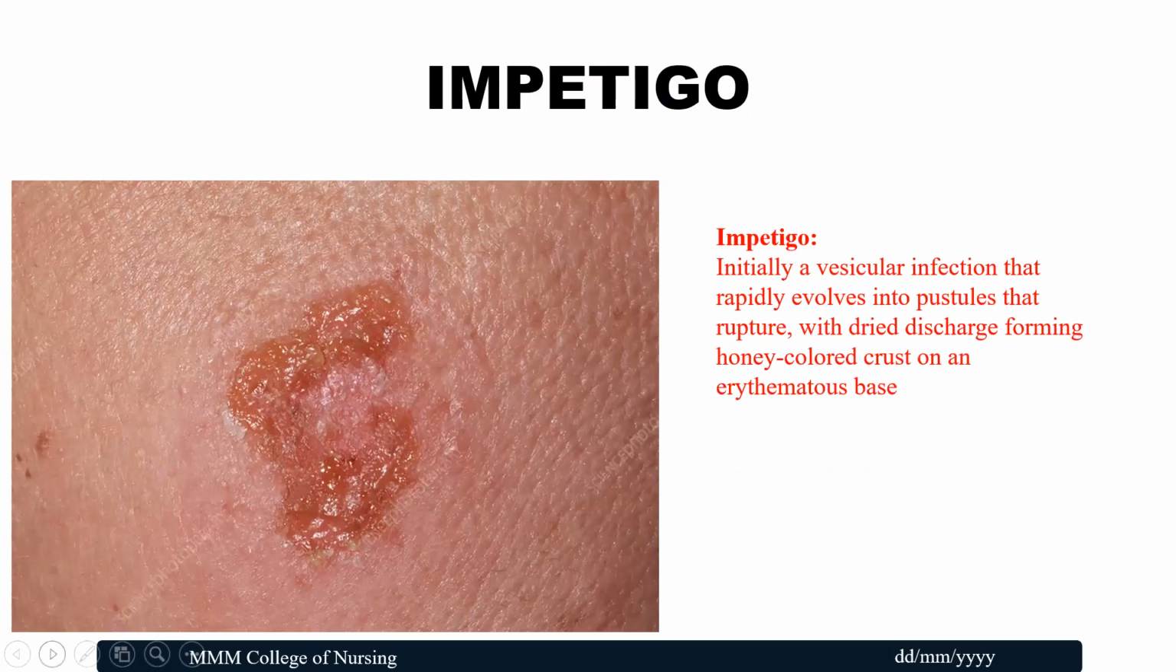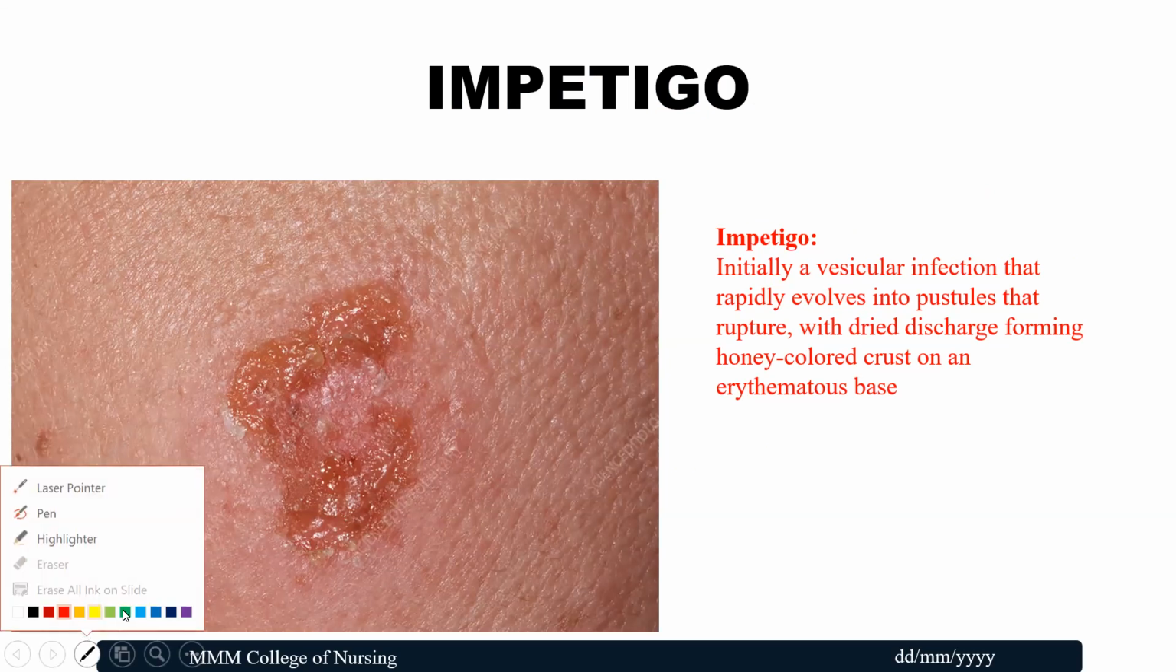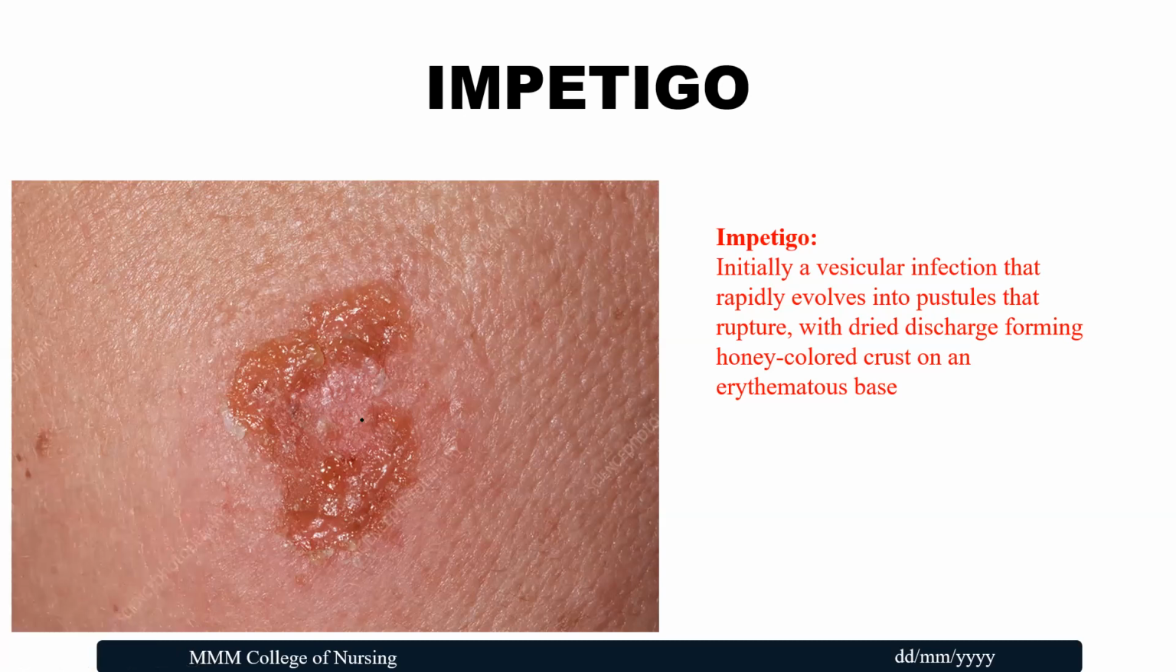So as you see here, impetigo. It is initially a vesicular infection that rapidly evolves into pustules that rupture with dry discharge, forming honey-colored crust on an erythematous base. So the base is going to be erythematous, but you will find a tiny pustule that has a honey-colored discoloration in it. So this is known as impetigo.